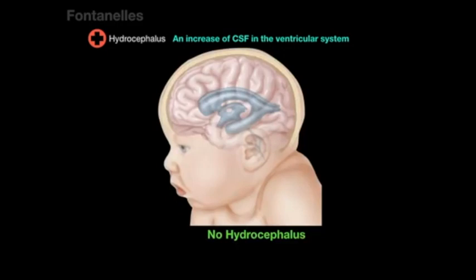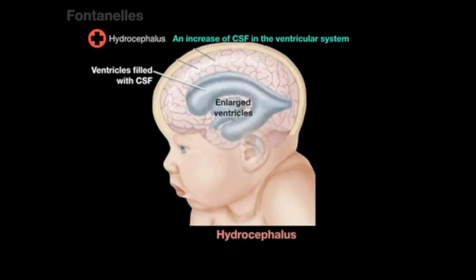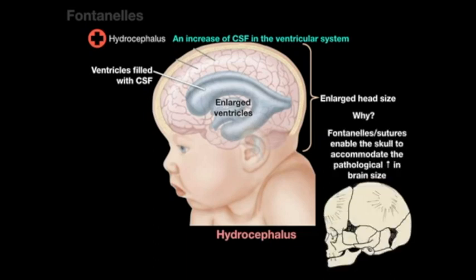But they also accommodate conditions such as hydrocephalus, which is an increase of cerebrospinal fluid in the ventricular system. And so here we see an infant with no hydrocephalus. And what happens is these ventricles are filled with CSF and they're overfilled, and it results in this. Now, hydrocephalus, where those ventricles enlarge because they have so much CSF. And as those ventricles get bigger, the entire head becomes enlarged. And so why does the head become enlarged? Because the fontanelles and sutures enable the skull to accommodate that pathological increase in brain size, because the ventricle is filled with too much CSF.